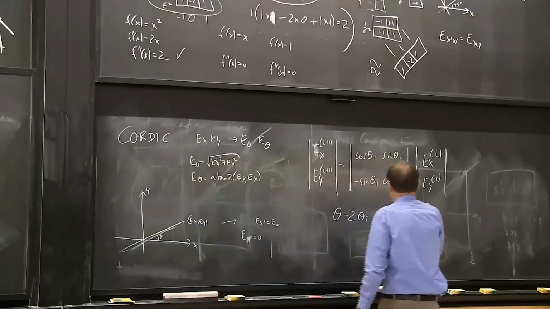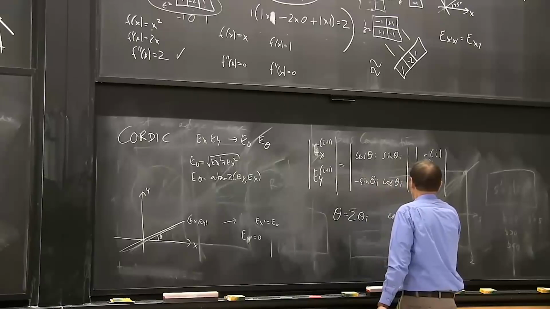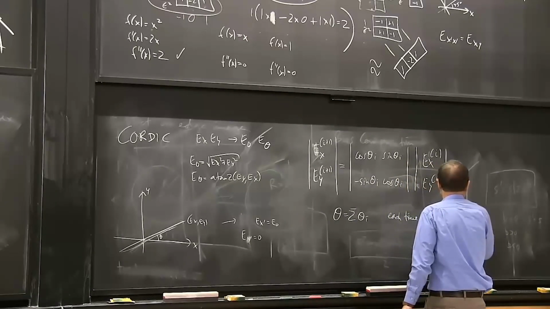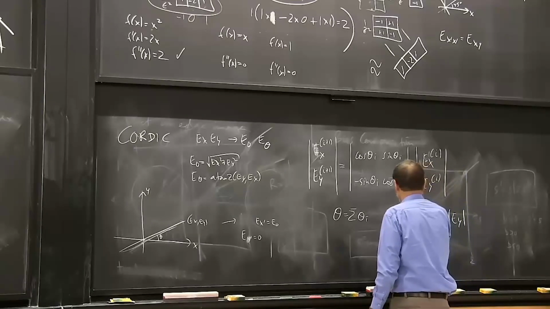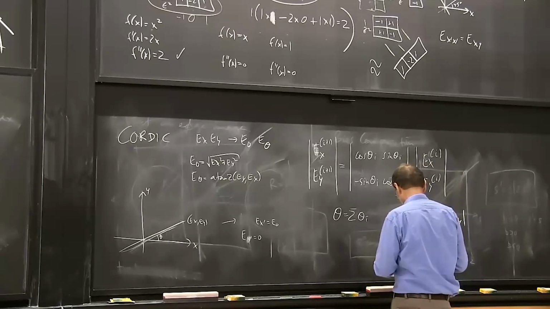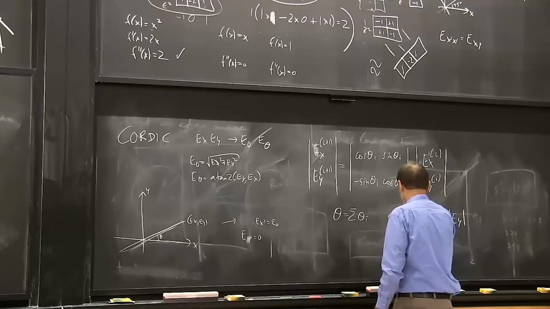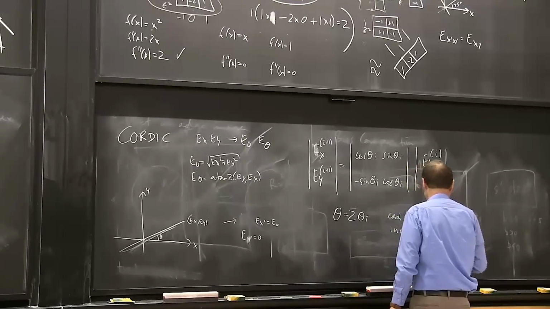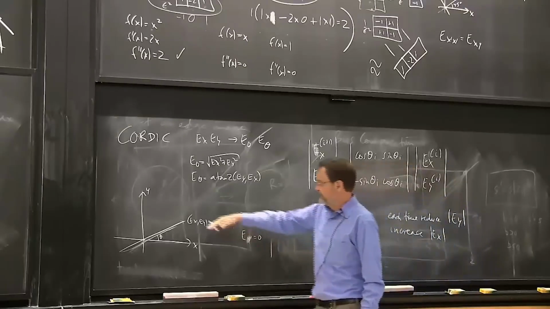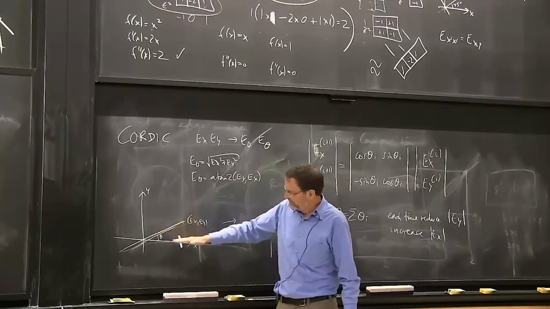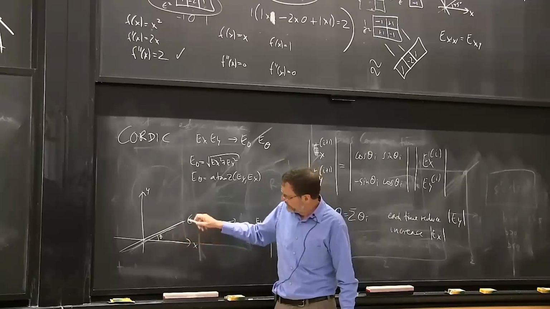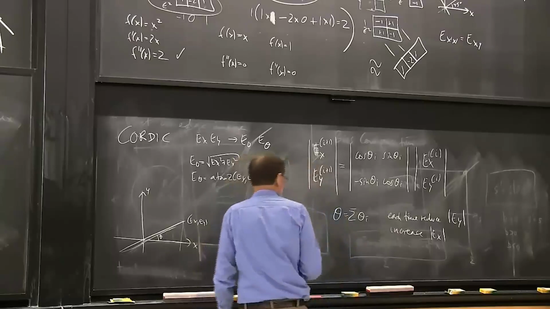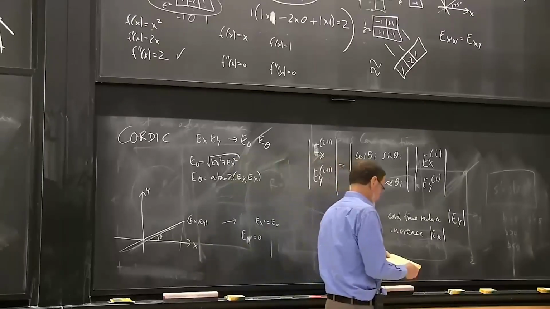So each step, reduce the magnitude of EY, and it will increase the other one. Right, because as we rotate closer to the x-axis, the projection of this onto the x-axis will increase. Okay, so that's the iteration.